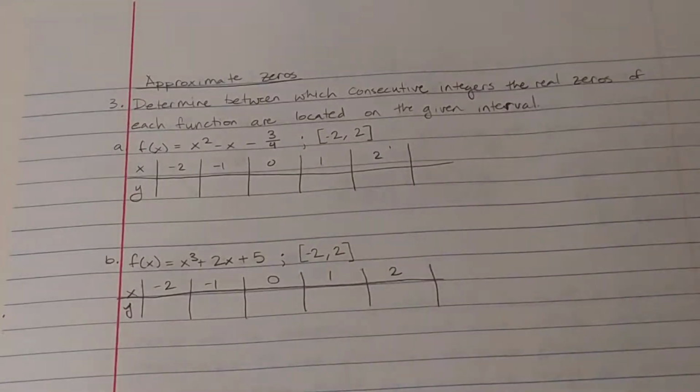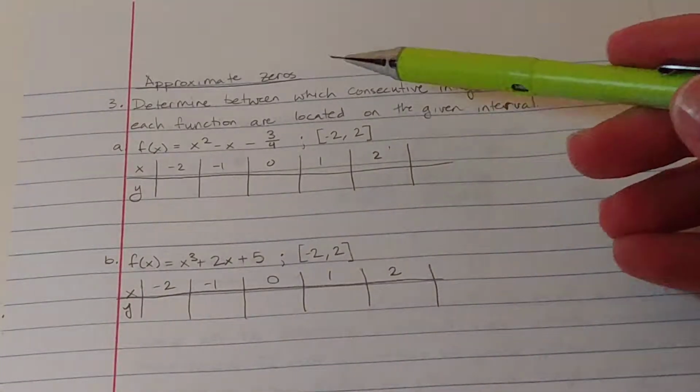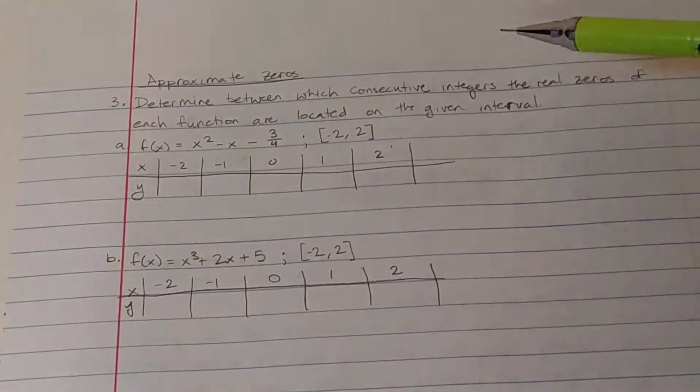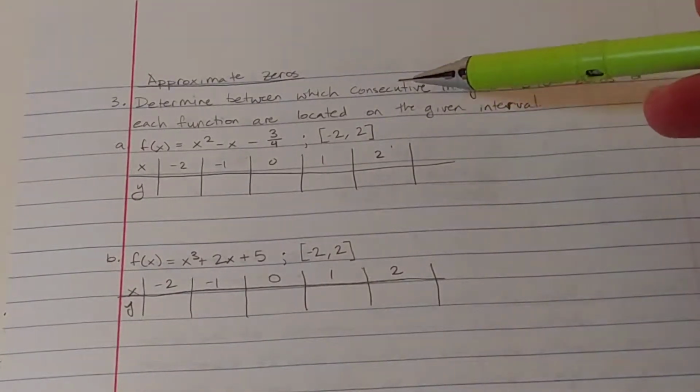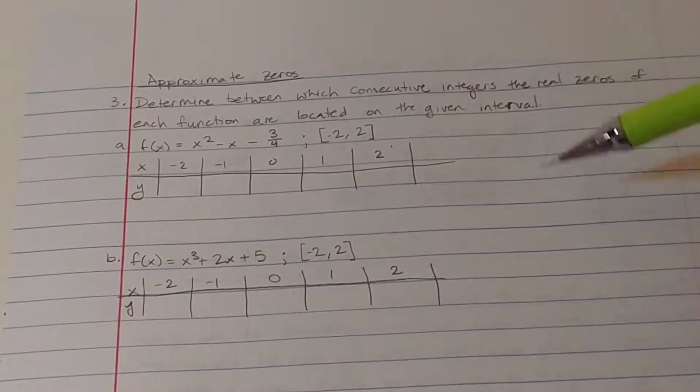All right, and here we're going to be approximating 0, so we're not actually going to find the exact spot, the exact zeros, just approximating it. All right, and we can do that with a table. So determine between which consecutive integers the real zeros of each function are located on the given interval.